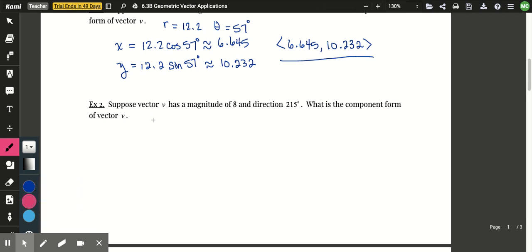So vector v has magnitude 8, so r is 8, and direction is 215 degrees, so theta is 215 degrees. So my x value would be 8 cosine 215 degrees, and my y would be 8 sine 215 degrees. And so I'm going to write that in component form by typing those things into my calculator.